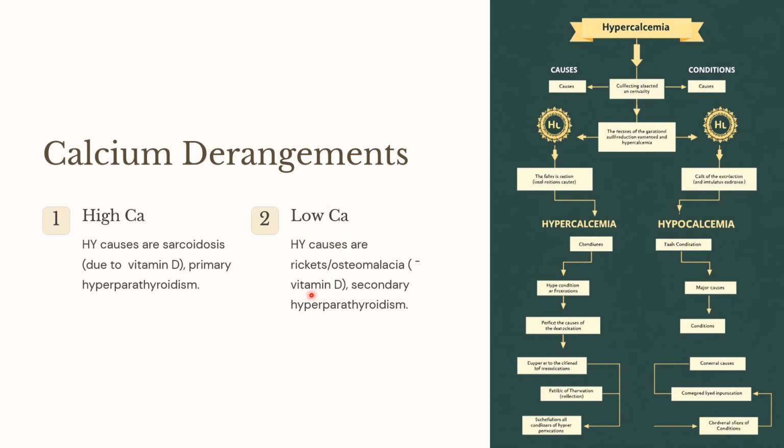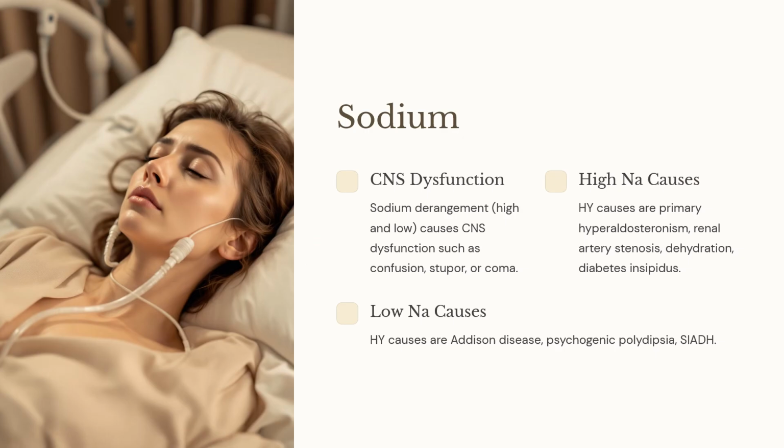Low calcium causes include rickets, osteomalacia, and secondary hyperparathyroidism, where even though the parathyroid produces excess PTH, it cannot act on the kidney. The kidney is resistant. So this is another cause for low calcium levels.